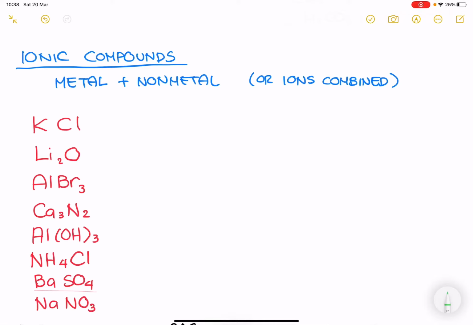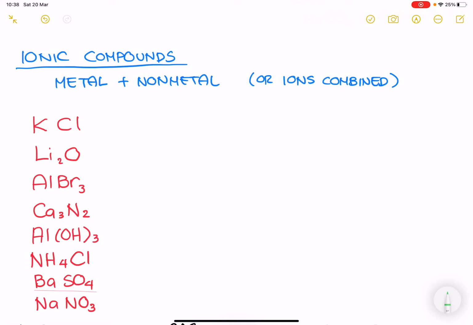Now we try to name ionic compounds. Ionic compounds are made up of metal and non-metal elements, or we can also see that it could be ions combined together. To name ionic compounds, we don't need the prefixes required for binary molecules. Simply, we just combine the name of the metal and the root of the non-metal followed by IDE.